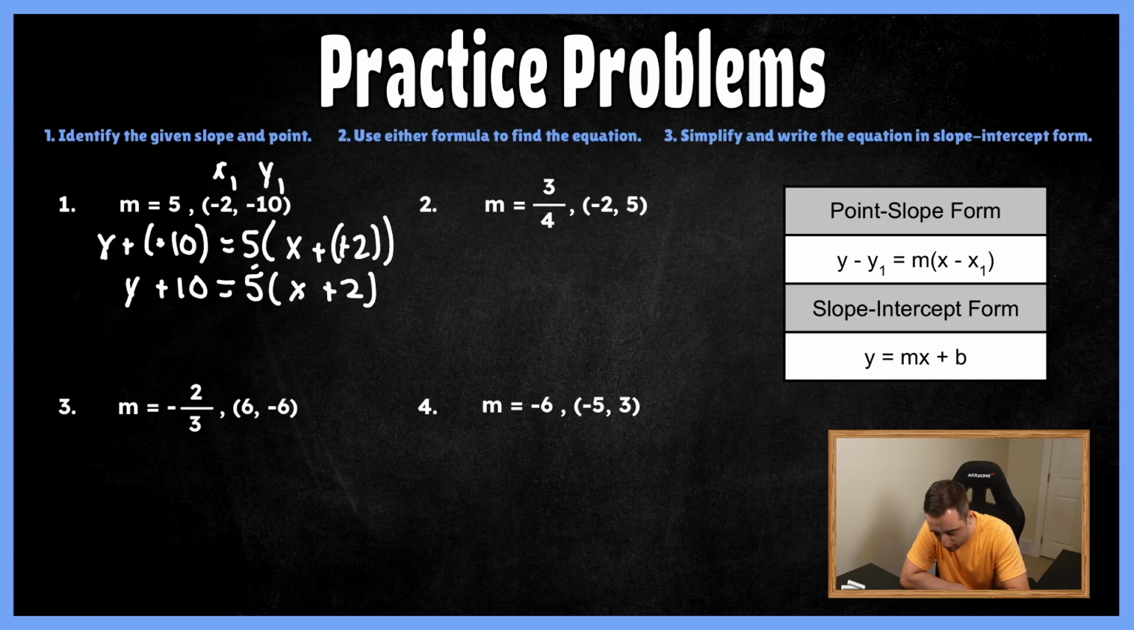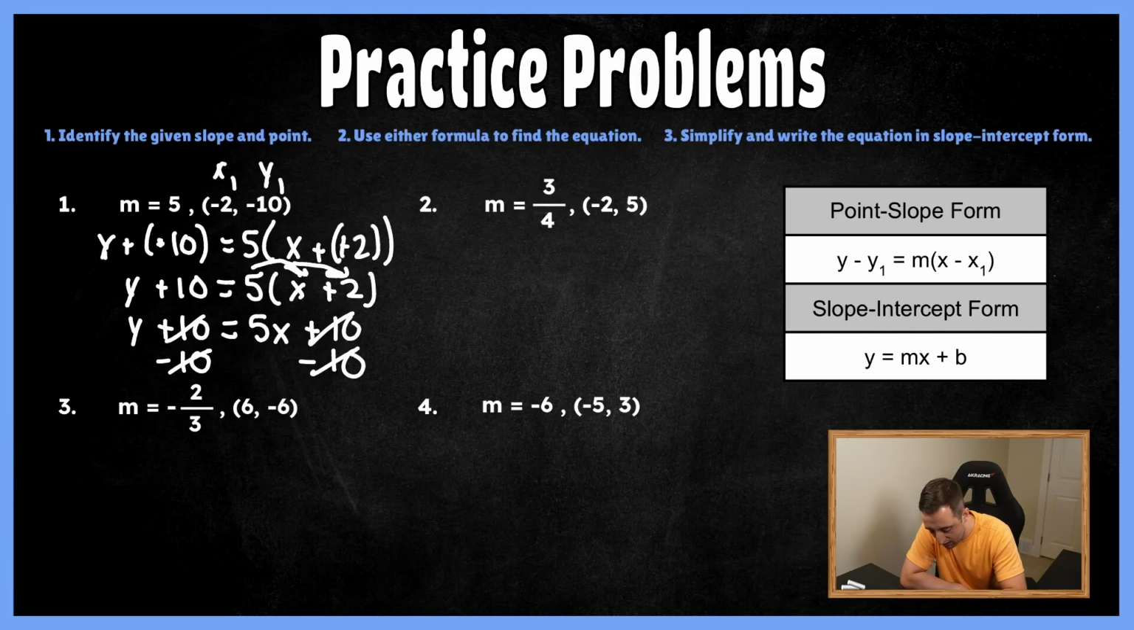We're going to distribute our 5, so now we have y plus 10 equals 5 times x is just 5x. 5 times 2 is plus 10. We need to get y by itself. It's currently being added by 10, so let's do the inverse and subtract 10 on both sides. 10 minus 10, those cancel. 10 minus 10, those also cancel. And for our final equation of a line, we get y is equal to 5x.